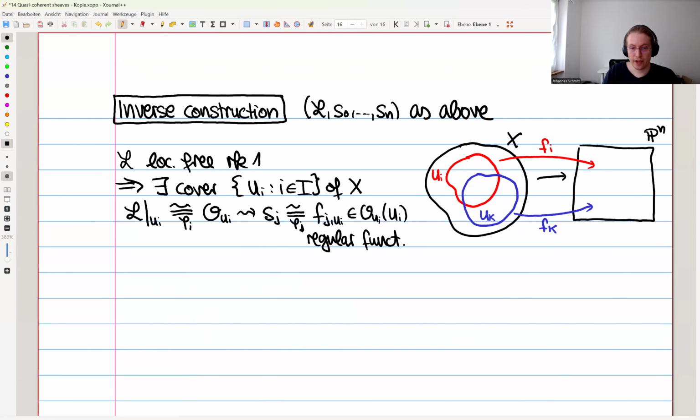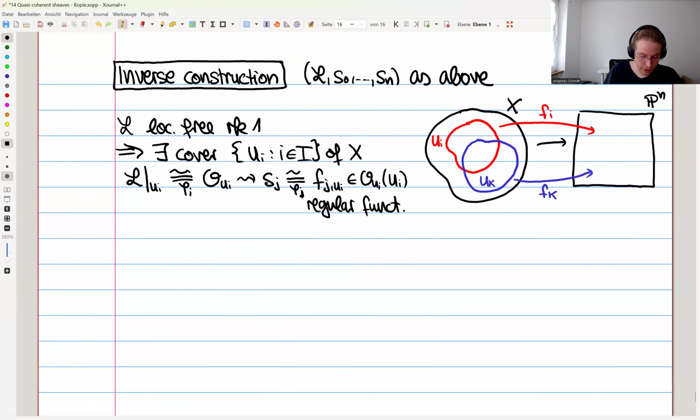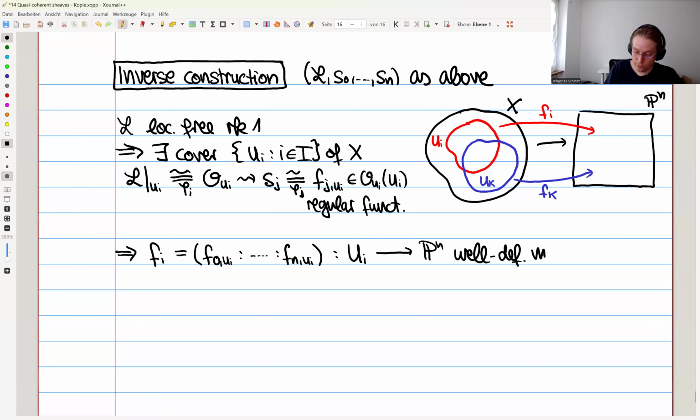Okay, so now we have n+1 regular functions, and so we get from this a map. This f_i, which is just given in homogeneous coordinates as f_0(u_i) to f_n(u_i), goes from U_i to Pn. This is a well-defined morphism.